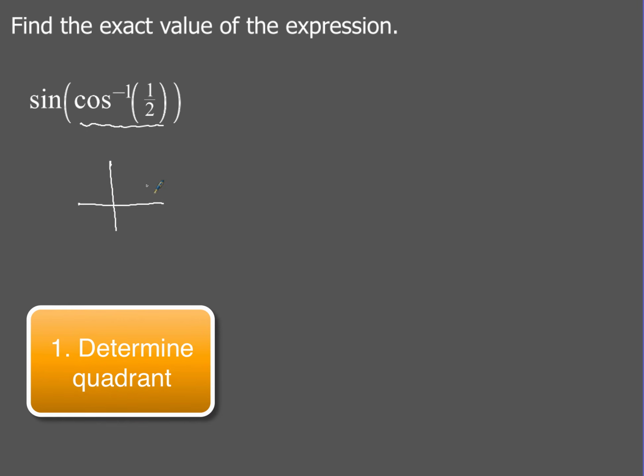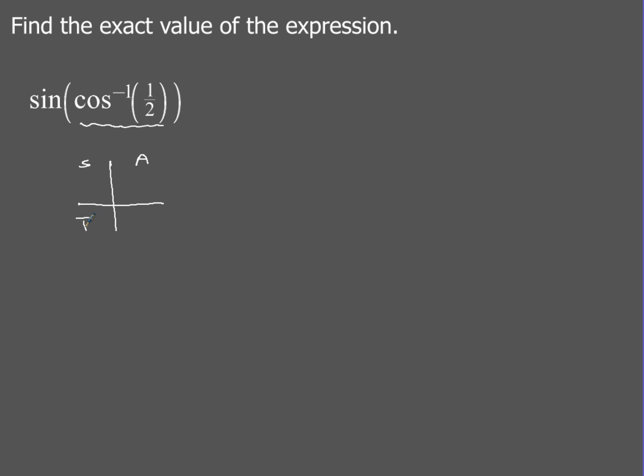So what I'm going to think about is our general ASTC, which stands for all students take calculus. This just represents which quadrants each of the trig functions are positive in. Now, arc cosine is limited to this domain restriction right here from 0 all the way over to pi. So within 0 to pi, now I have to analyze the 1/2. It's a silly question, but I gotta ask, is 1/2 positive or negative? Yes, it's positive. So that means my angle that I'm looking for is going to have to be here in quadrant 1.